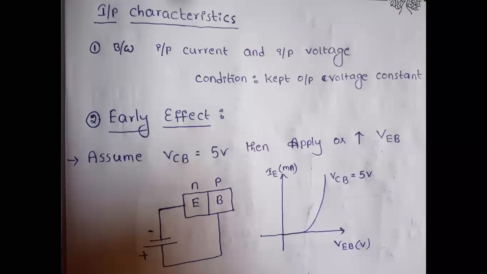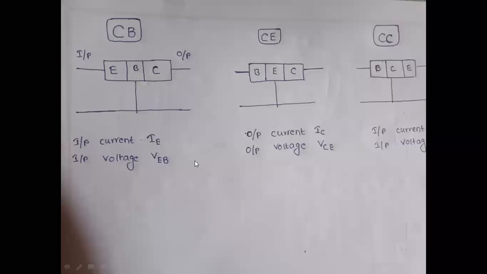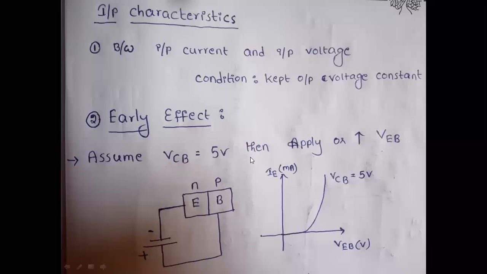Now we will see what the early effect is. Why do we want to discuss the early effect? Here I kept VCB equal to 5 volts, which is on the output side. If I increase this VCB to the next value, is there any effect of that reverse bias voltage on the input side? I am repeating: if I increase the voltage on the output side, which is reverse bias, is there any effect on the input current or input side?